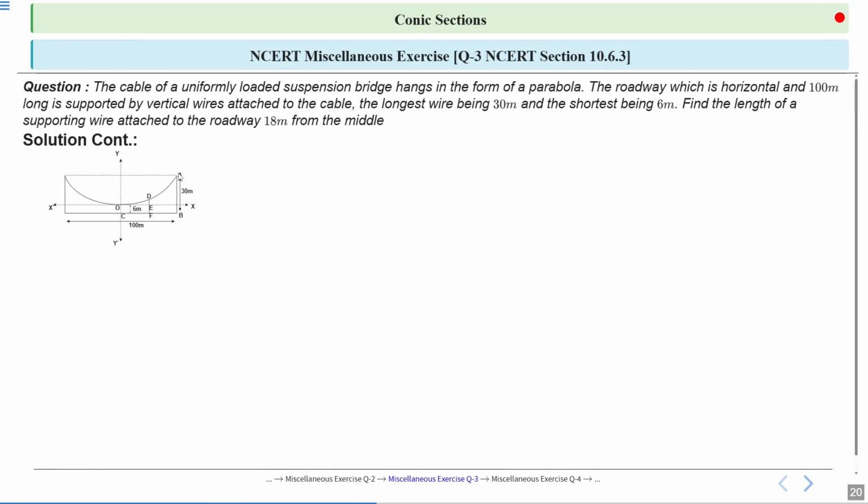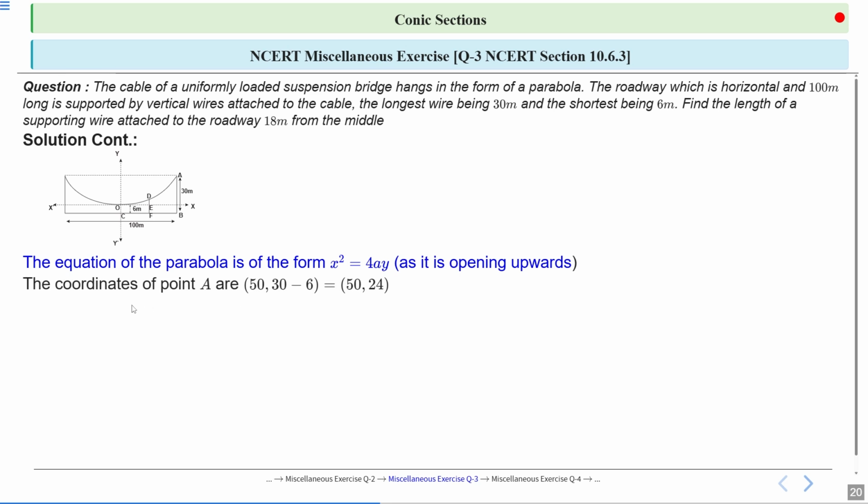So we found here AB is 30 meter, OC is 6 meter, and BC is 100 upon 2 is equal to 50 meter. So the equation of the parabola is of the form x square is equal to 4 times ay, as it is opening upwards. What is the coordinate of point A? The coordinates of point A are 50, 30 minus 6. This is equal to 50, 24.